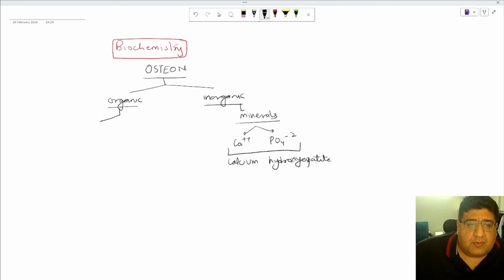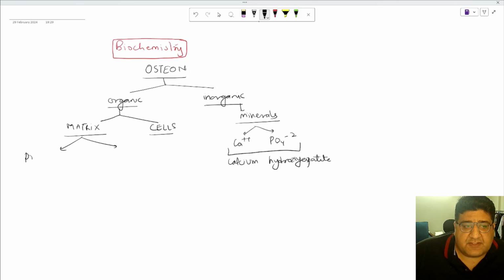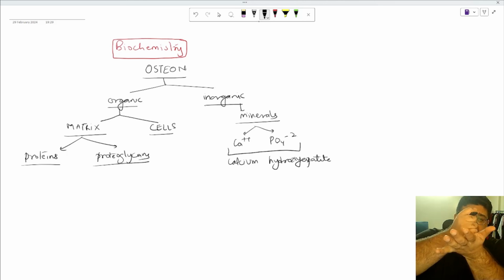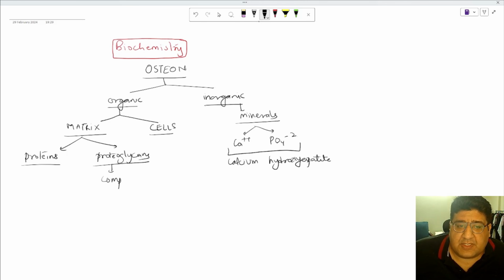Now let's talk about the organic part. The organic part is further composed of two things: one is called matrix, and the other is called cell. First, let's talk about matrix. Matrix is further composed of two things: one is called protein, another is called proteoglycans. Bone has two types of strength: one is called compressive strength, the other is called tensile strength. Proteoglycans are basically responsible for the compressive strength of the bone, and believe me, it is an MCQ.